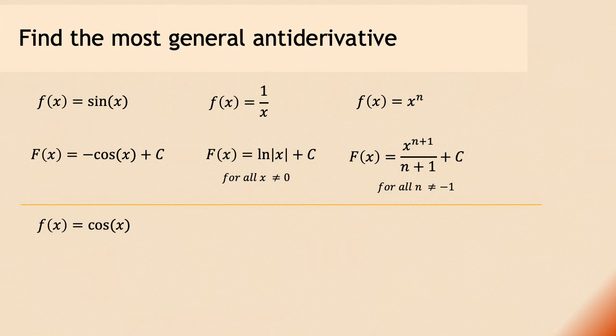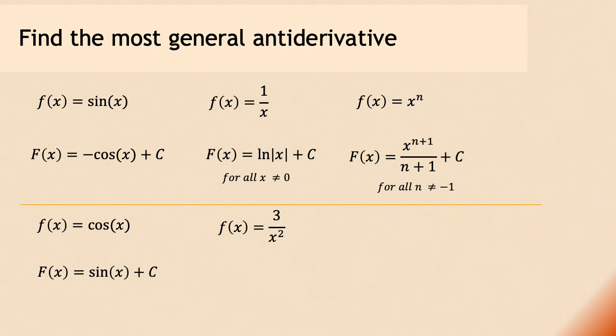All right, how about cosine of x? So what do you take the derivative of to get cosine of x? Sine of x plus your arbitrary constant. And you know how you check your answers? Well, you just take the derivative of what you think the antiderivative is, and if you get your original question, then you're correct. So if we take the derivative of sine of x, yep, we get cosine of x.